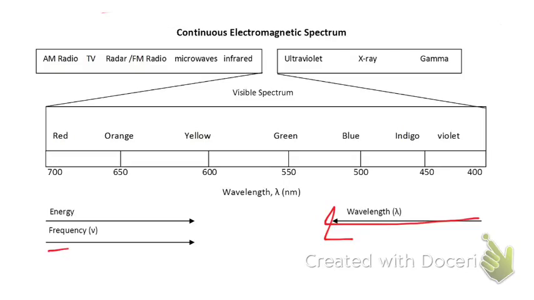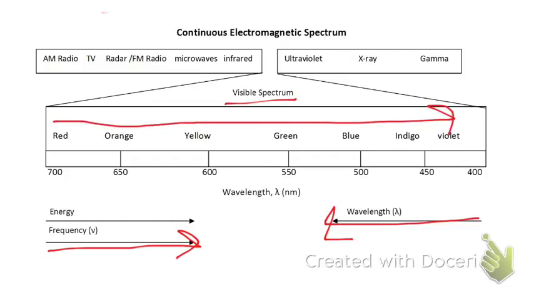The frequency is going to be just the opposite. It's going to get bigger as we move from radio to gamma rays. The frequency gets bigger and bigger. And so when we look at the visible spectrum, for instance, the frequency should be getting bigger as we go from red to violet. So violet light should have the highest frequency, but the smallest wavelength. And red light should have the smallest frequency, but the largest wavelength. So basically, we would say that wavelength and frequency are inversely proportional to each other.